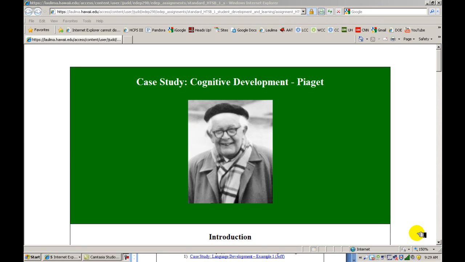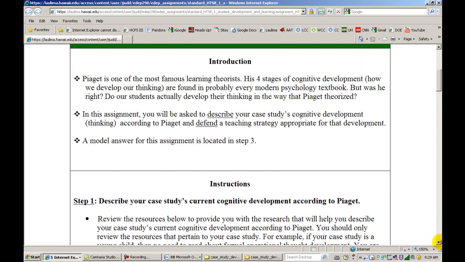Hi, now that you've finished looking at your case studies, brain and language development, it's time to look at how they develop their thinking, or what we call cognitive development. And we look at two theorists who believe they know how your case study or client developed their thinking, Piaget and Vygotsky. So we're going to look at Piaget first, and he's actually the most famous of the learning theorists.